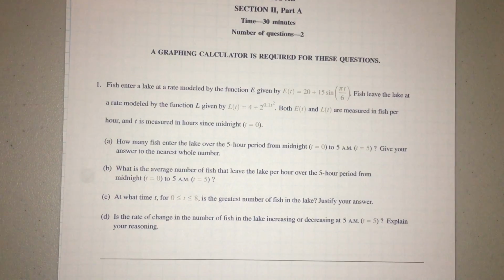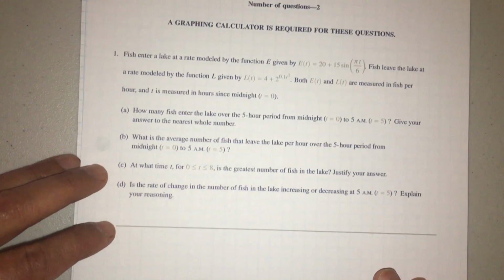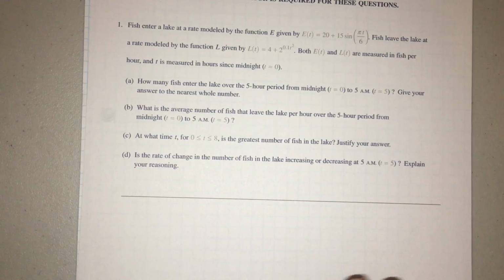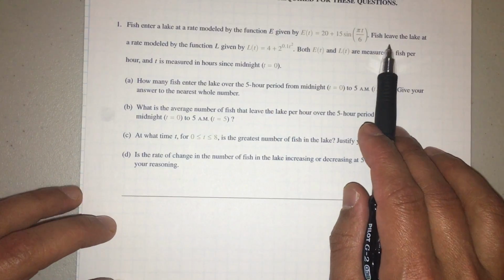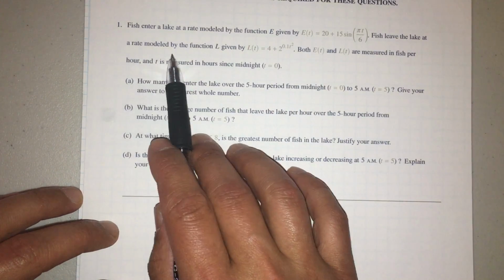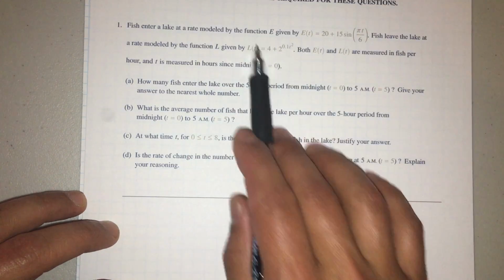So that was 2018. Let's go take a look at 2019, and I want to show you guys, see if you can see the pattern. In this one, you have fish entering a lake, modeled by the function, this guy. This is entering. And then fish leave the lake at a rate modeled by the function, this one.